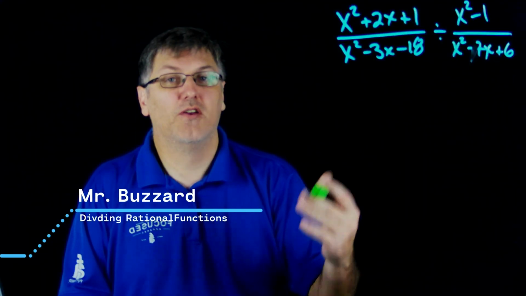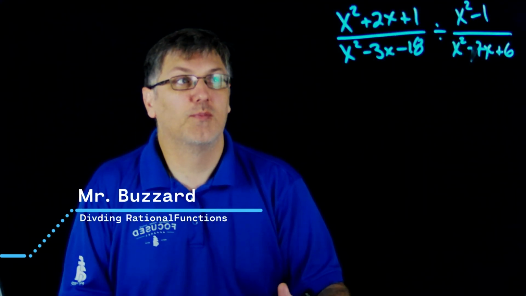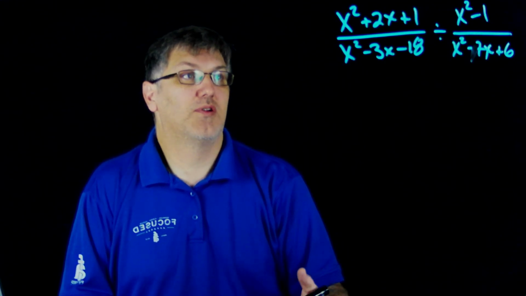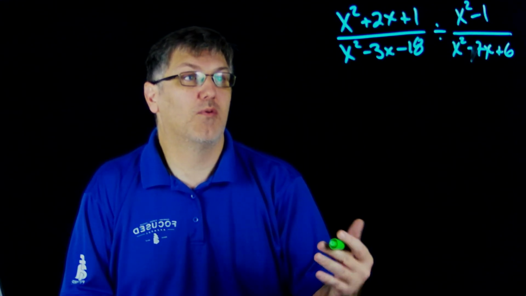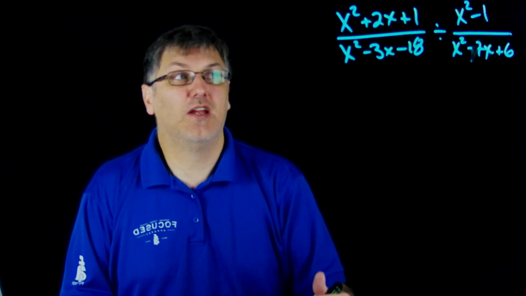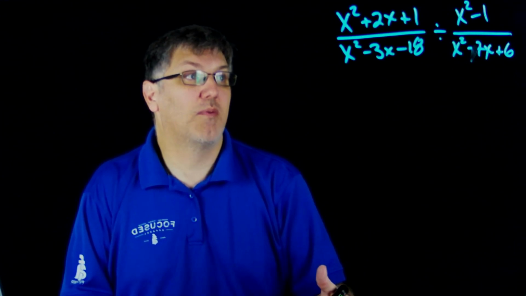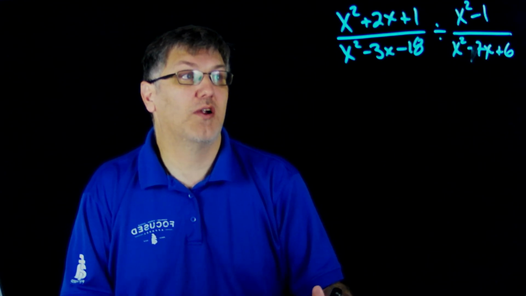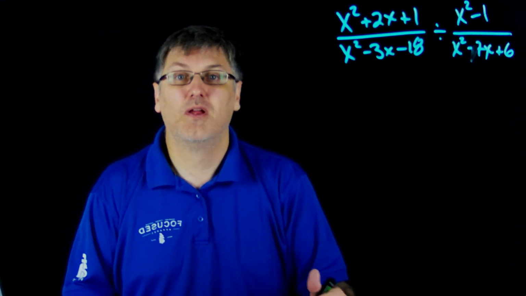So now we're going to go ahead and divide rational functions. You can see that I have x squared plus 2x plus 1 over x squared minus 3x minus 18, and that's going to be divided by x squared minus 1 over x squared minus 7x plus 6.